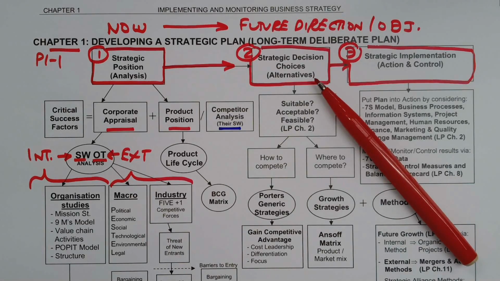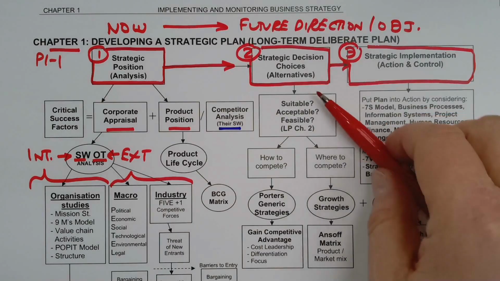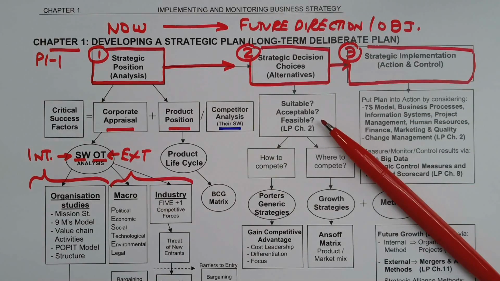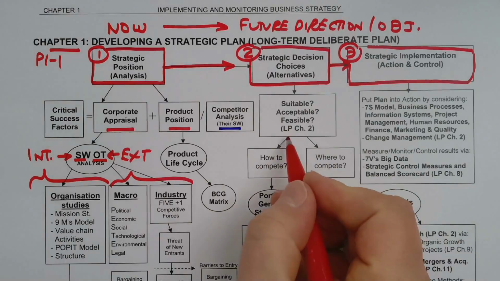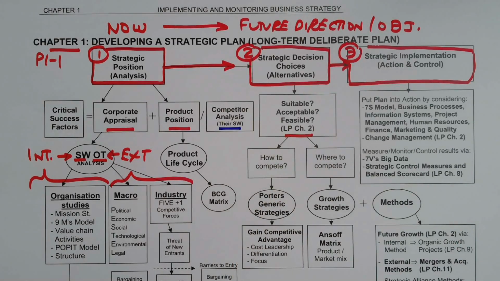We come up with a range of methods, of ways of getting us to where we want to go, and then we analyze them. Are they suitable? Are they acceptable? Are they feasible? This is what we're going to be doing a lot of in chapter 2. But let's think about some of the choices that we have.